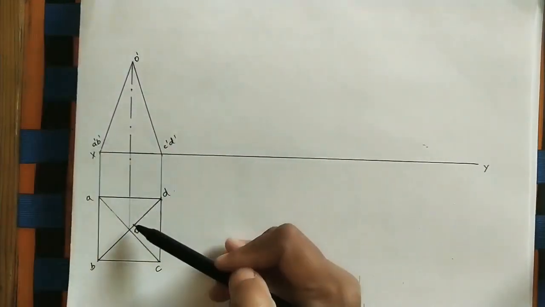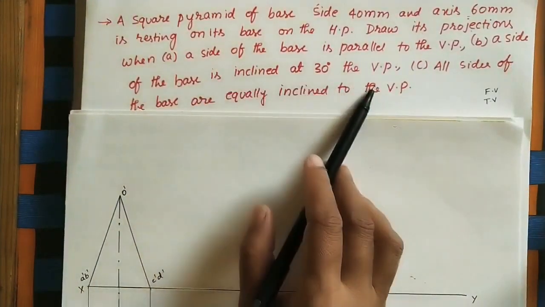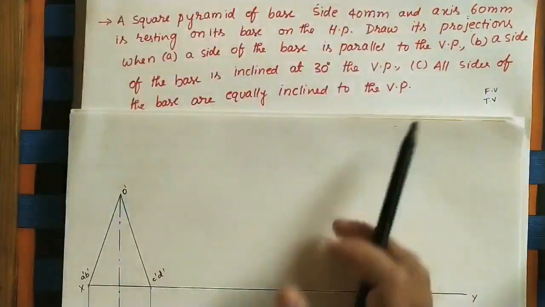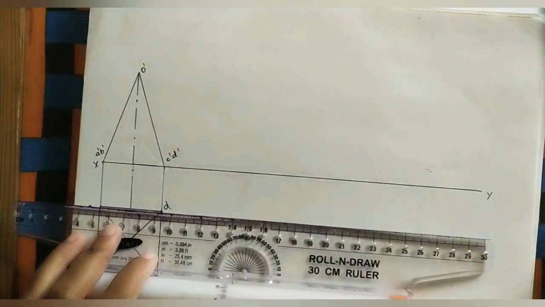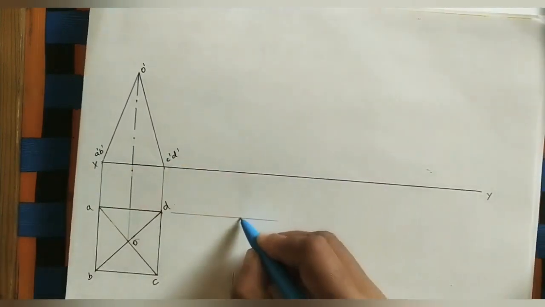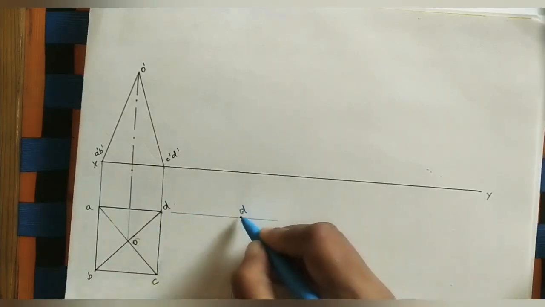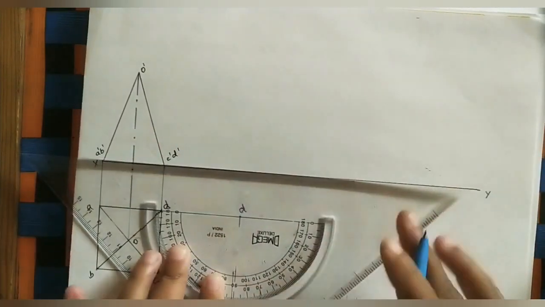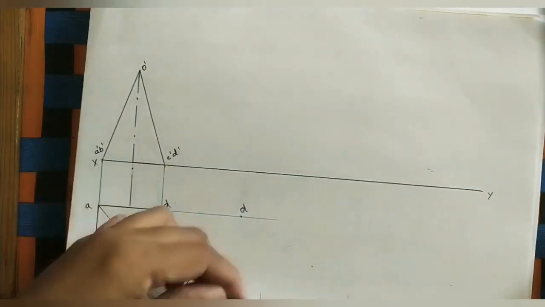So this is the front view, this is the top view. And in the next question, this side of the base is inclined at 30 degrees to the VP. So the same square we have to tilt, one of the sides at 30 degrees. I take here one horizontal line, after some gap between the two diagrams. Take any gap here. Here I am taking this side DC tilting 30 degrees. At D I am taking a 30 degree line using the protractor. So here 30, and in this direction take a 4 centimeter line.